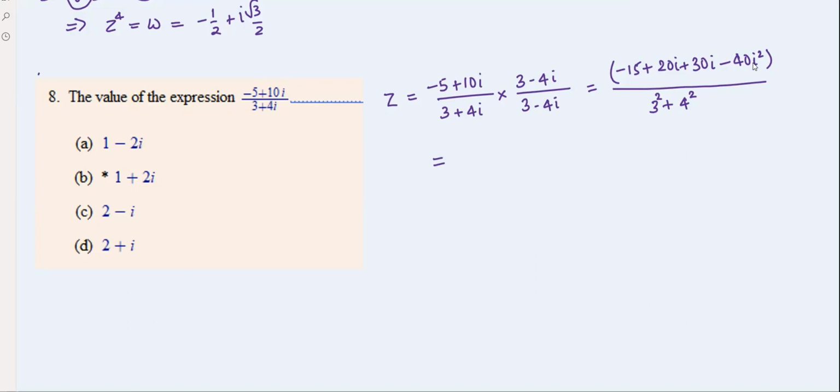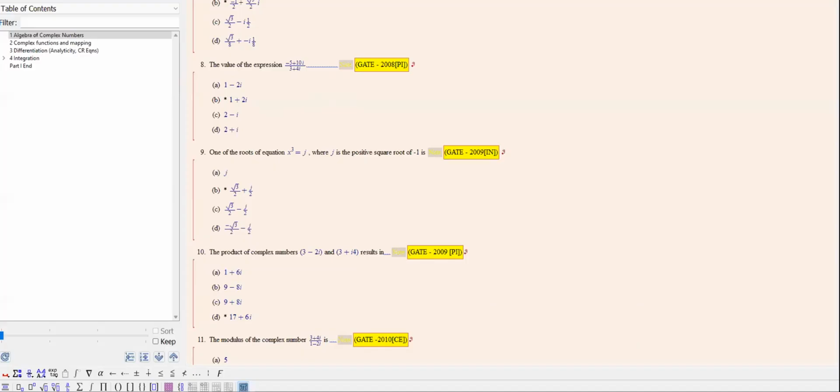i square is minus 1 here. i square is minus 1. So this becomes plus 40. Plus 40 minus 15 is 25. Plus 50i upon 25. So dividing, you'll get 1 plus 2i. This is the correct answer. Okay, very, very basic.